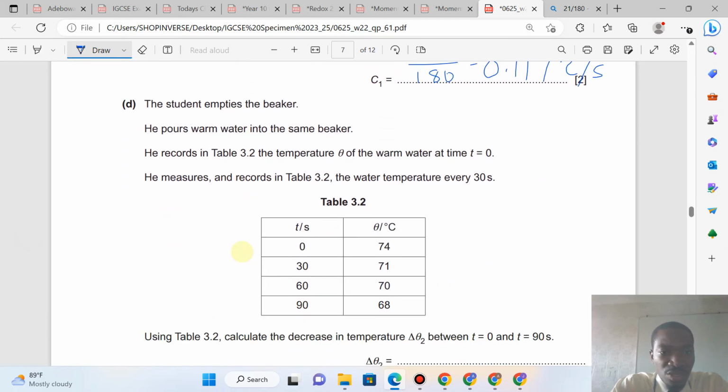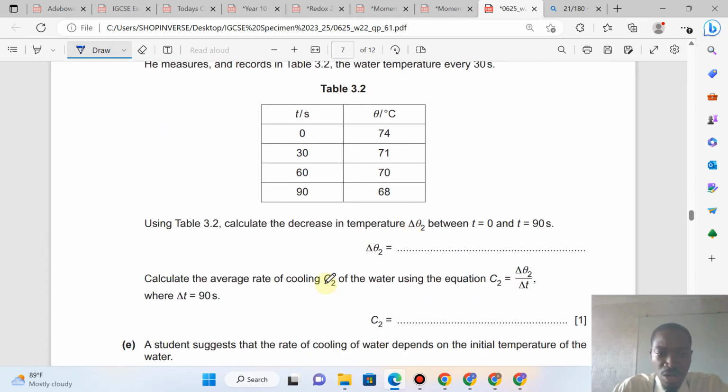Perfect. Question D. The student empties the beaker. He pours warm water into the same beaker. He records in table 3.2 the temperature of warm water at T equals 0, and then measures and records the water temperature every 30 seconds. Using table 3.2, calculate the decrease in temperature, change in theta 2. We are using theta 2 because we are dealing with the second situation, where we are using warm water of 72 degrees Celsius. Calculate the change in temperature between T equals 0 and T equals 90.